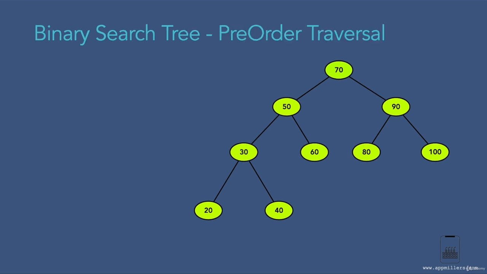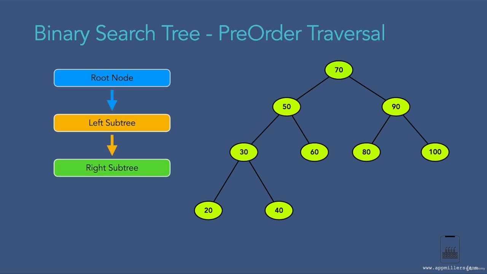The first one is pre-order traversal. In pre-order traversal, as we said before, first we are visiting the root node, then the left subtree, then the right subtree. Inside this left subtree we can see that we have another left subtree, so when we are visiting this left subtree, we have to implement the same logic for it. In pre-order traversal, the order of the visit will be: we start from 70, then 50, then 30, then 20, then 40, 60, 90, 80, and at the end 100, which is the rightmost node in this binary search tree.